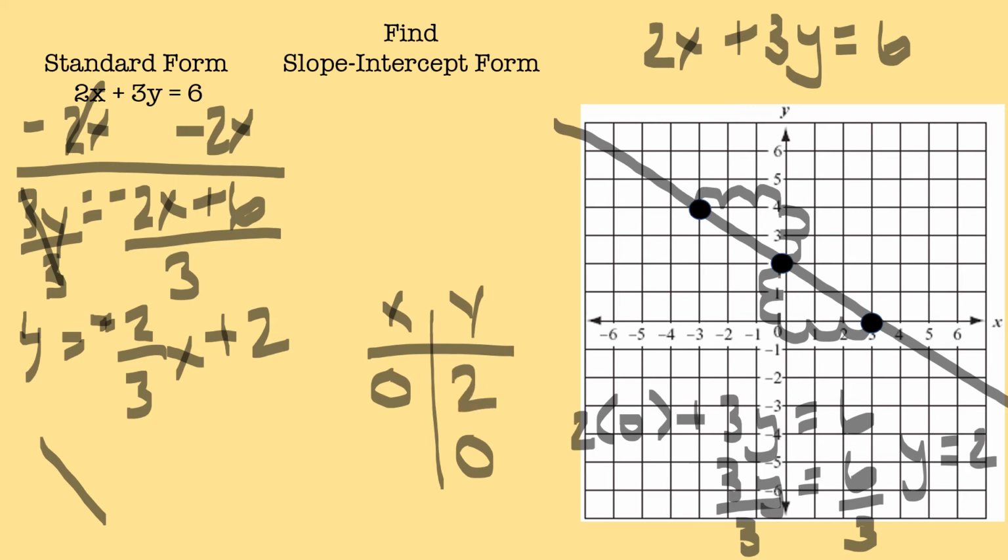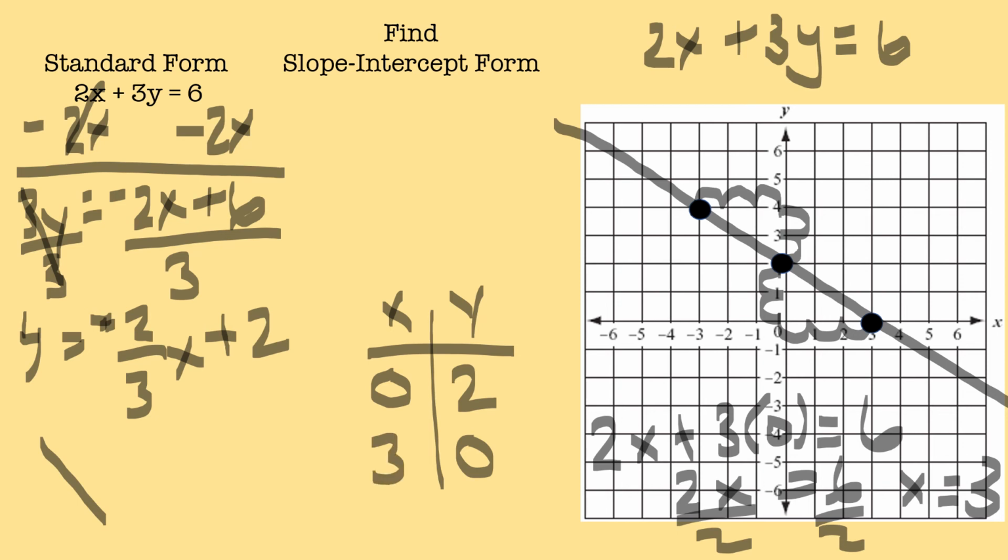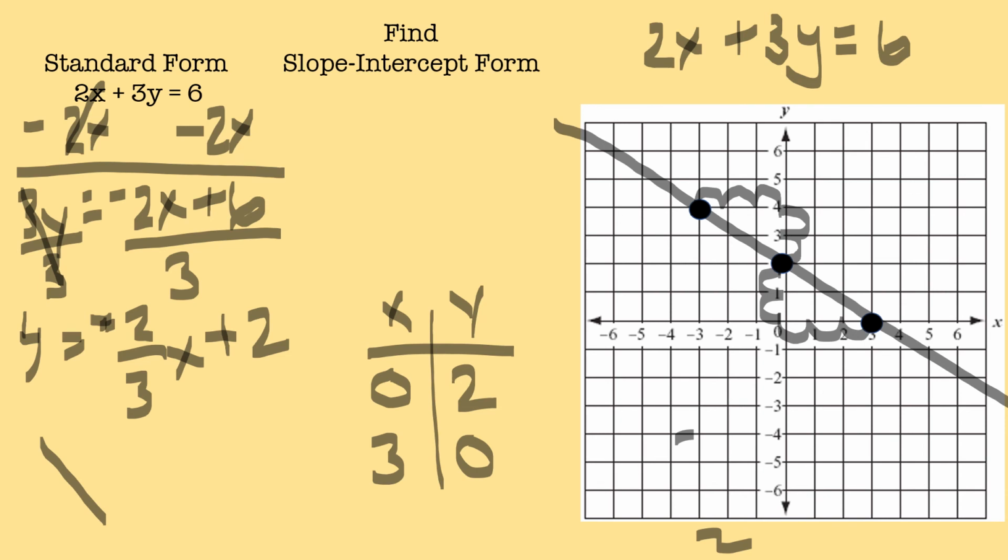Okay? I can erase all of that. Now I can plug in 0 for y. I get 2x plus 3 times 0 is equal to 6. And I end up with 2x is equal to 6. Divide each side by 2. X is equal to 3. So here's my other point, my other intercept. And I'm going to erase this again. So this is a more simplistic way of doing it.